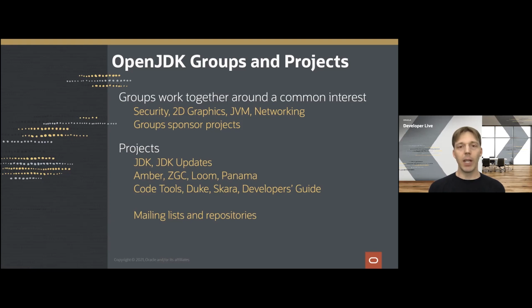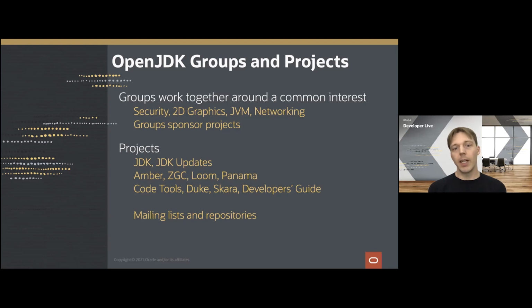So, for instance, we have the JDK project, which is where the new features and the main line of Java development is hosted. We also have the JDK Updates project, which is focused on the JDK update releases, the LTS, JDK 11, JDK 8, and other update releases. The projects can also be focused on specific features, like, for instance, the Amber project, which is developing new language features in the Java language. Or a project focusing on a single garbage collection algorithm within the virtual machine.